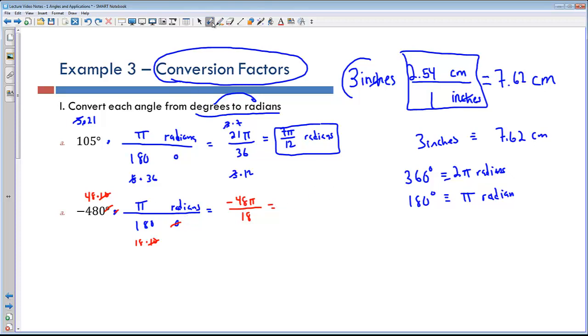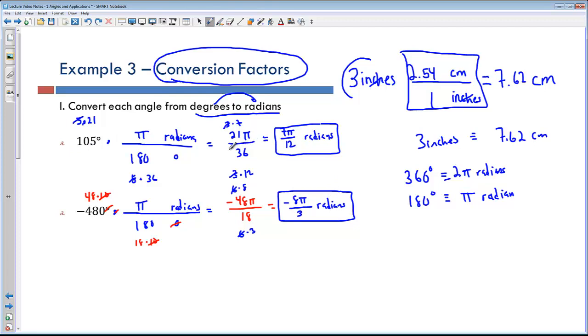I can look at negative 48, and the first thing I'm like, oh, that's 6 and 8, so that's 6 times 8. And then down here, this is 6 times 3, so the 6's are going to cancel, and I'm going to be left with negative 8 pi on top and a little 3 on the bottom. And that's radians, so we should put the radians on there. Although if nothing's written, it'll be assumed that it is in radians, but we should practice writing radians. And so that's how we convert from degrees to radians.